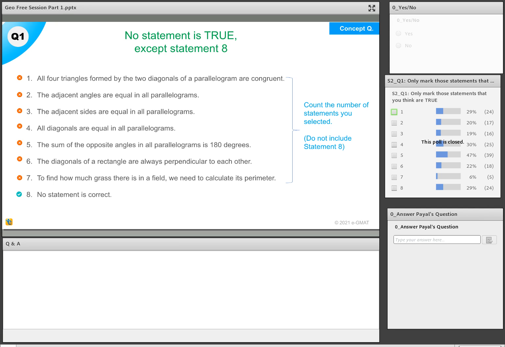So I'm going to broadcast the results here. The correct answer for set 1 of question statements was that no statement is correct. Okay, that's the correct answer. So now what I want you to do is look at your poll, the choices you selected for question number 1 for this particular set. Count the number of statements that you perceived to be true, and make a note of that count, because we are going to utilize it to come up with the appropriate feedback on your conceptual understanding.